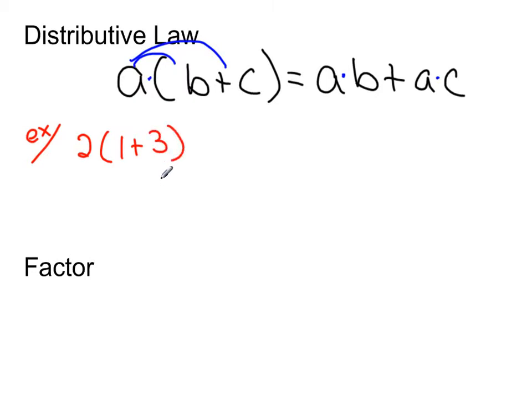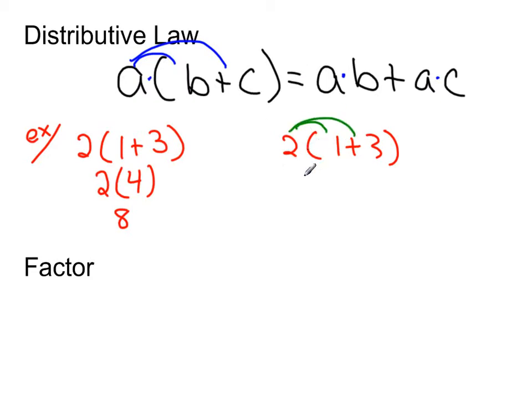Now, we are trained parentheses first, so we would do 1 plus 3 first, in which we have 4. And then you have 2 times 4 is 8. To show you the power of distributive law, let's say for some reason we couldn't figure out that we had to do 1 plus 3 first. We can use distributive law to distribute the 2 to each term. And 2 times 1 is 2, plus 2 times 3 is 6. 2 plus 6 is 8. And we got the same exact thing. So that's why distributive law works.